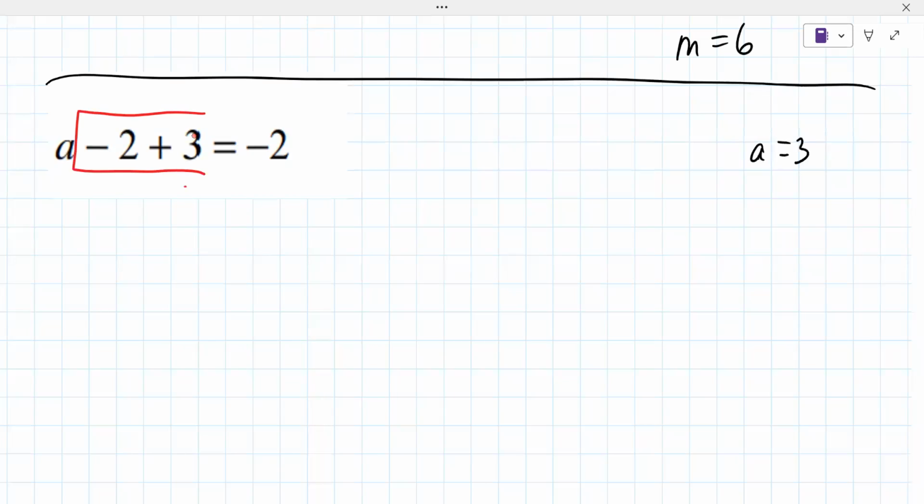Yeah, I combined it. What is -2 plus 3? What does that become? That is gonna be a -1. Try again. One. A plus 1 equals -2. Okay, so try solving that for me, please.